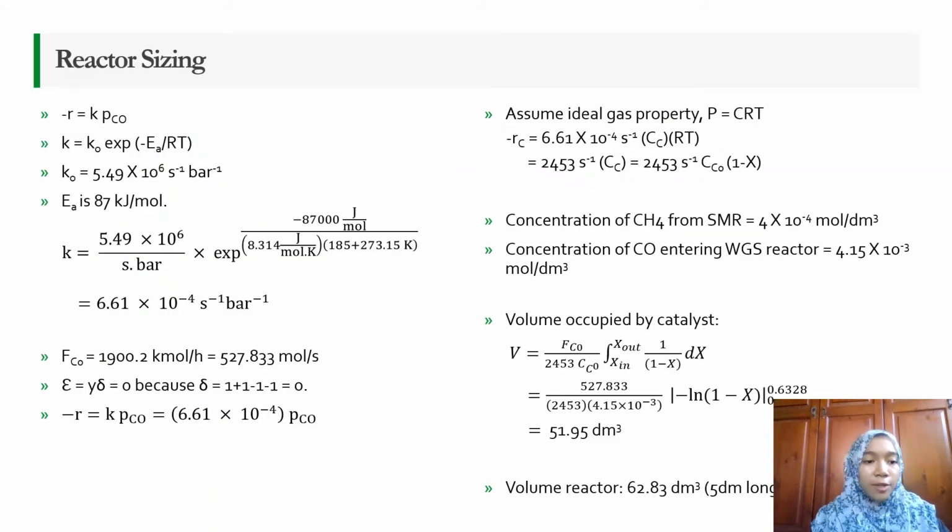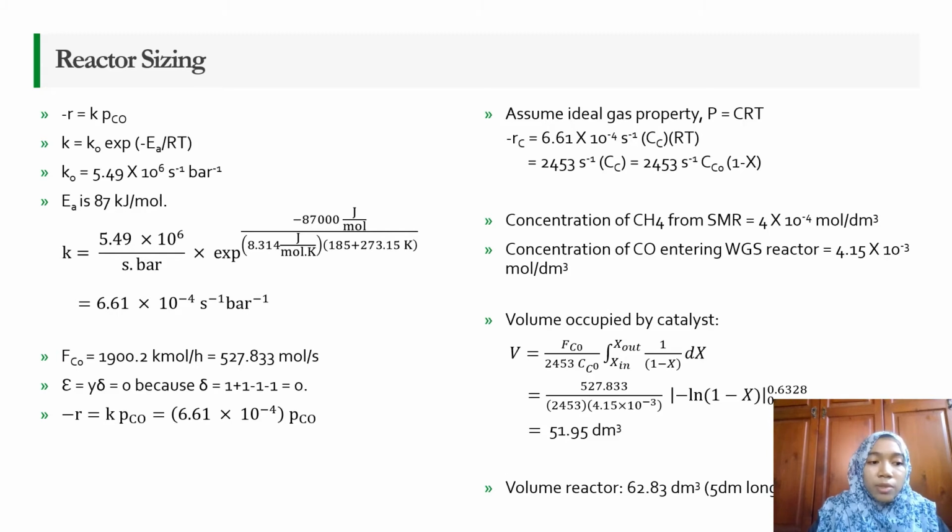Next, to calculate the size of the reactor, according to Noor, Key and Chen, the rate of reaction for WGS with the catalyst can be given by negative r equals k times the partial pressure of CO. And then we can get the k equation from the kinetic data, and with the given k naught and Ea, we can calculate the value of k by putting all the information into the equation, and we get the k value, which is 6.61 times 10 to the power of -4.